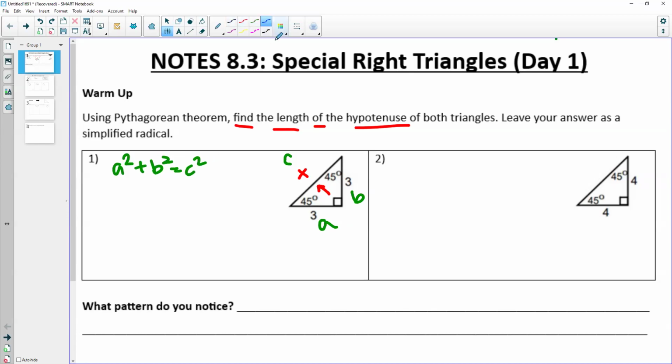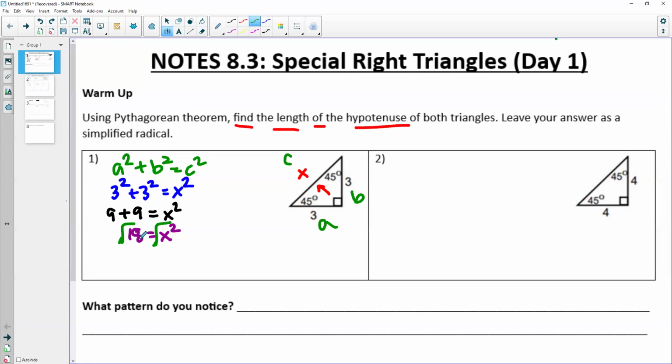And if we start to plug our values in, we're looking at a and b are both 3. So we're looking at 3 squared plus 3 squared is equal to c squared, which is x squared. And if we start to work this out, 3 squared is 9, plus another 3 squared, another 9, is equal to x squared. Adding those values together, we get 9 plus 9 to get 18. So 18 is equal to x squared. Now, if we're to solve for x, we would need to square root both sides.